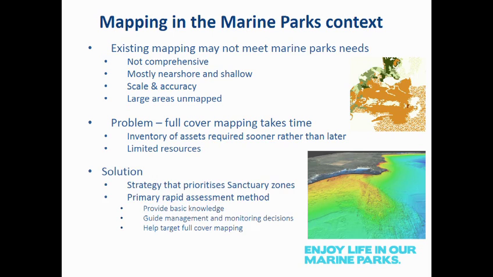And the solution to that is to have a strategy that allows us to think more cleverly about what we map and how we map it. So first of all, the obvious one is to prioritise sanctuary zones, and secondly, to develop a rapid assessment method that we can cover some of our knowledge gaps quickly and try and get a basic knowledge of those areas that we can then use to guide our management and monitoring decisions in the shorter and medium term. But also that information can help us target more strategically the areas that we are going to put the effort in and go and map with full cover.